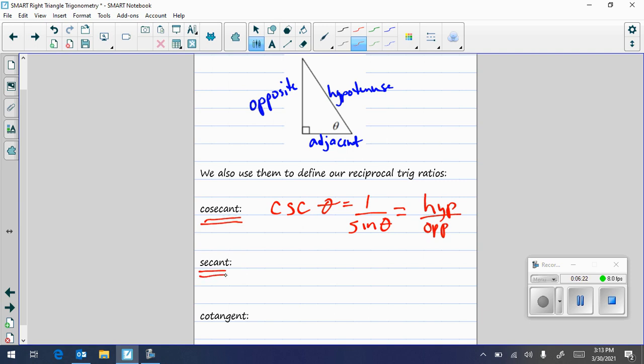Cosine and secant, which we abbreviate as sec, but we still say secant of theta. That's going to be 1 over cosine. And again, cosine is adjacent over hypotenuse. So when I flip that, when I do the reciprocal, that's going to be hypotenuse over adjacent.